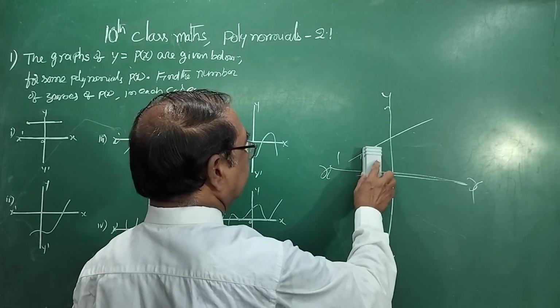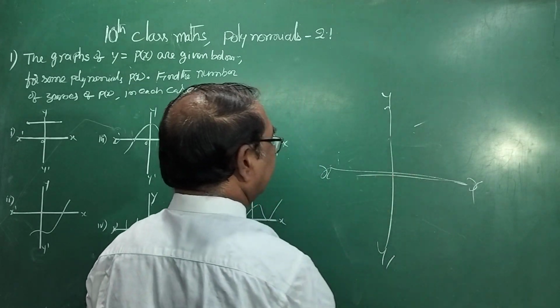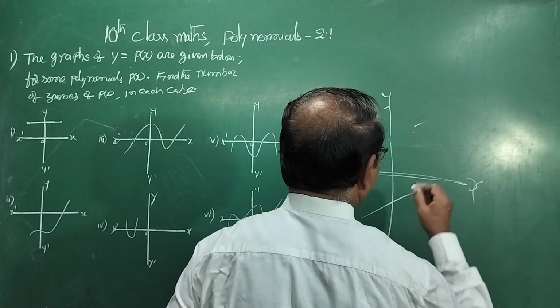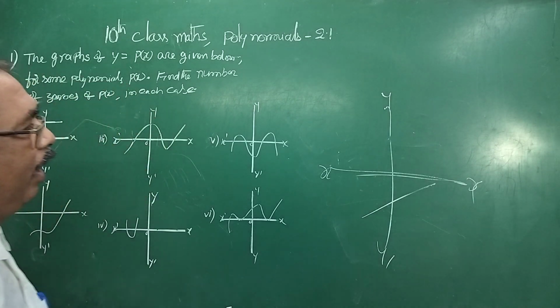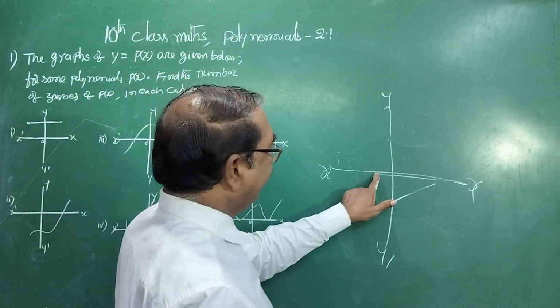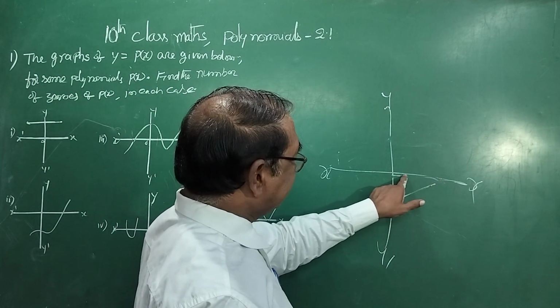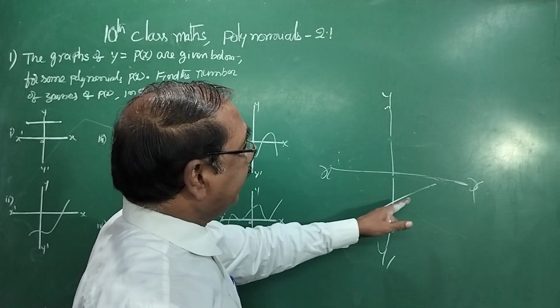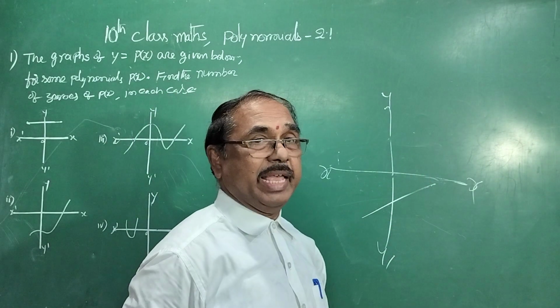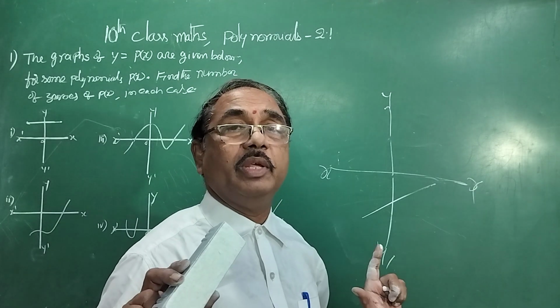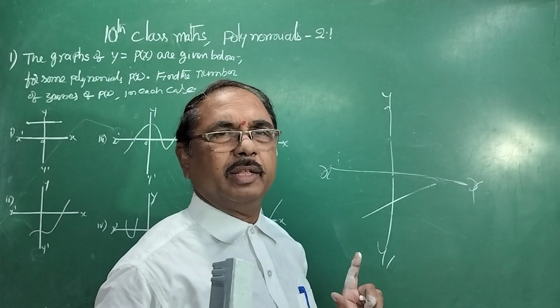Suppose the graph is like this; there is no zero at all, because this graph, this line, did not touch the x-axis. So no zeros are there for the polynomial.